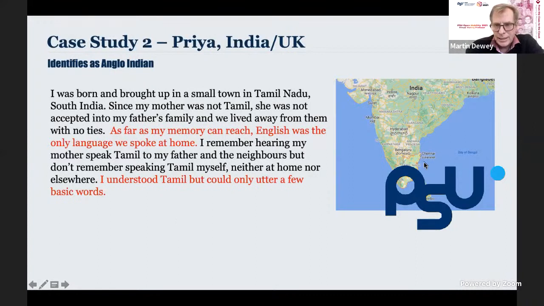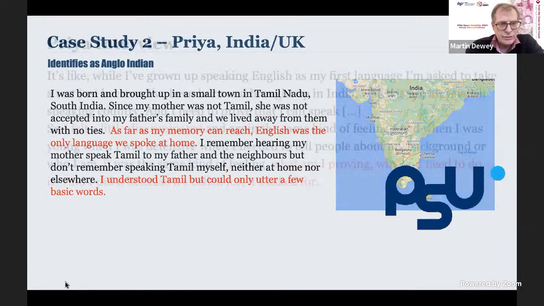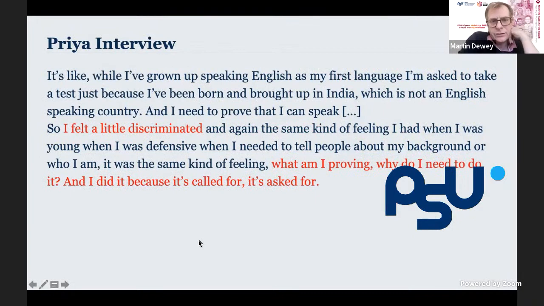So she's growing up in a context where Tamil is the majority language. She doesn't speak that language very well. English is her dominant language. And then later on, when interviewed, she talks about how she felt discriminated against, and that she needed to describe herself to people. So even though she's grown up speaking English, when she came to study at university in London, she was asked to take the IELTS test to demonstrate her proficiency in English, which she says was a kind of discrimination.